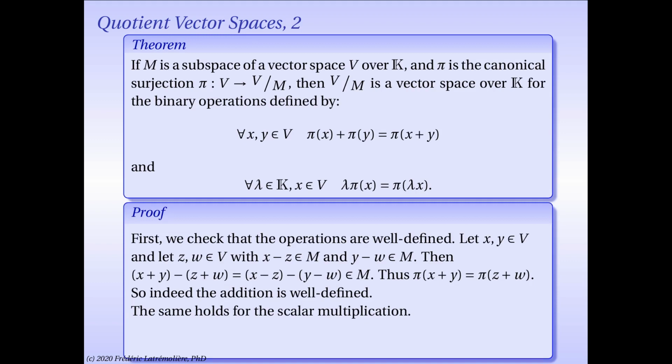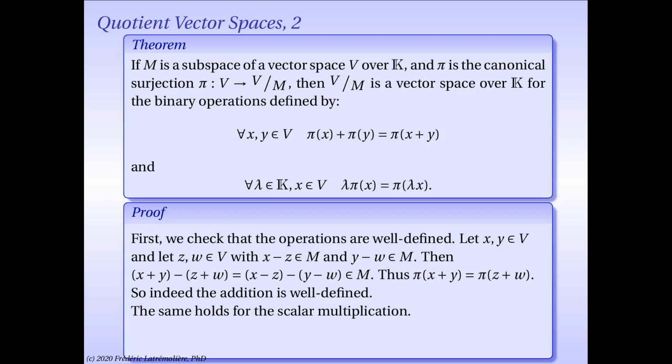So we're going to start the proof of our theorem by indeed checking these operations are well defined. To that end, let x, y, z, and w be vectors in V, such that x and z are equal modulo M, and y and w are equal modulo M. And the idea here is that I want to check that the equivalence class of x plus y is equal to the equivalence class of z plus w, so that my addition is well defined.